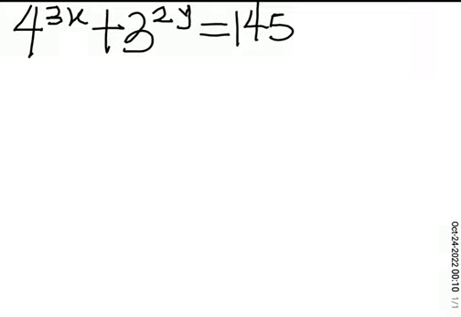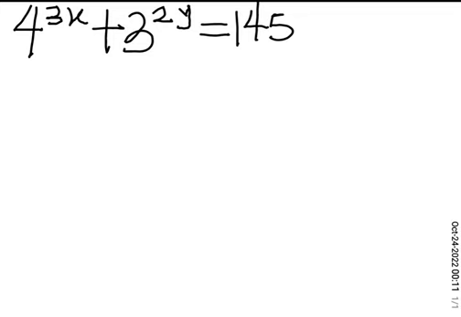We are asked to solve the exponential equation 4 raised to power 3x plus 3 raised to power 2y equals 145. This question might appear weird. How can we be given a single equation and then we have to find two variables? But well, this question is solvable.